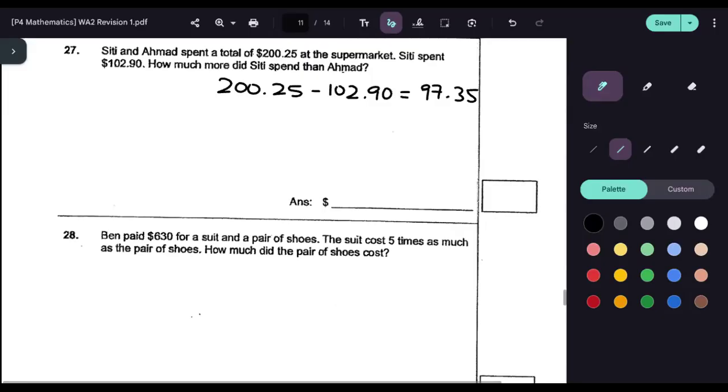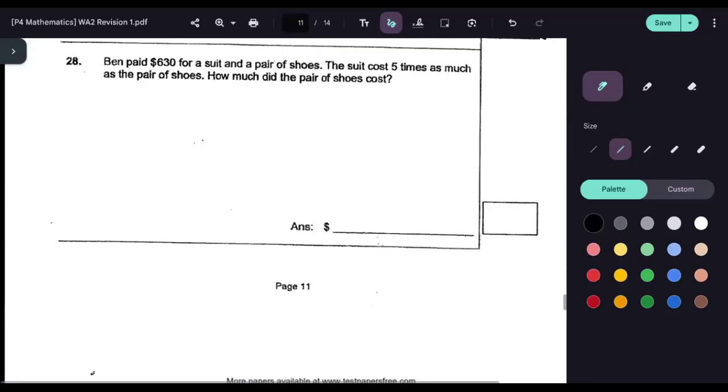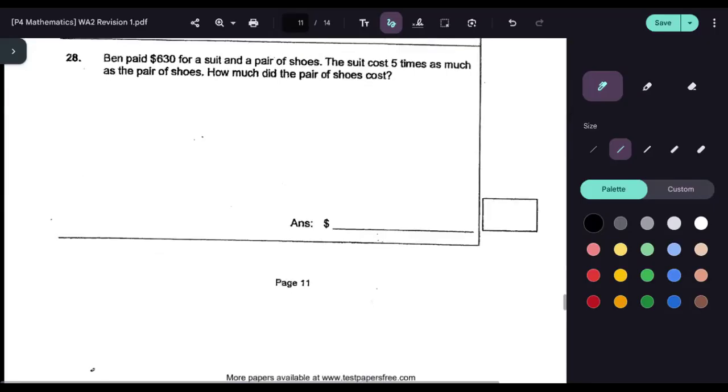Thereafter, compare with Siti, which will be 102.90 minus $97.35. So she spent $5.55 more than Ahmad. Okay, and the last problem sum of the day. Okay, this is the last one really.